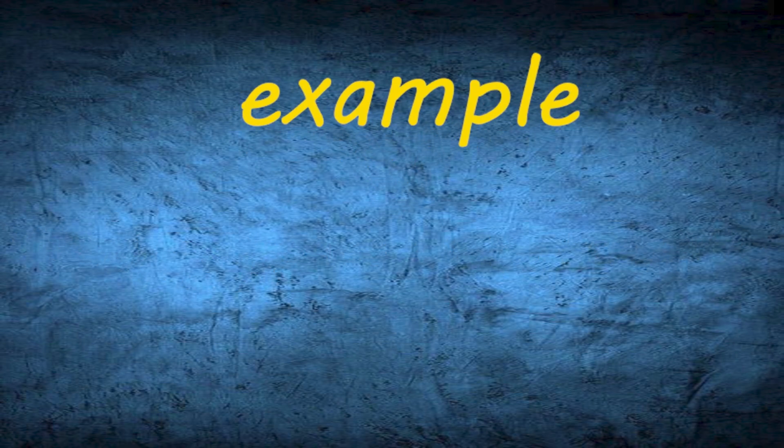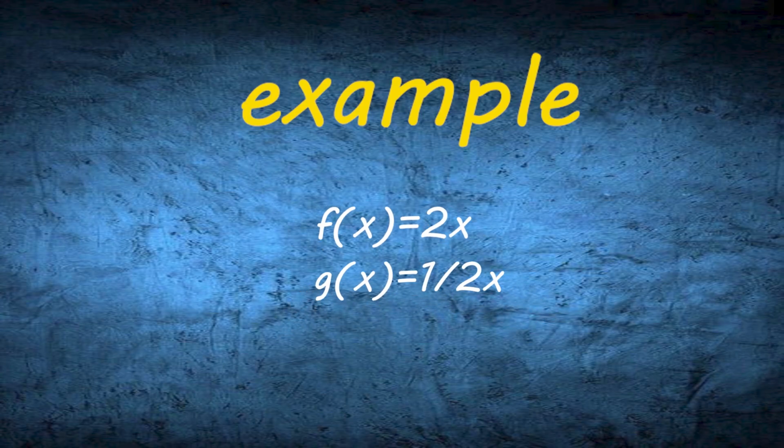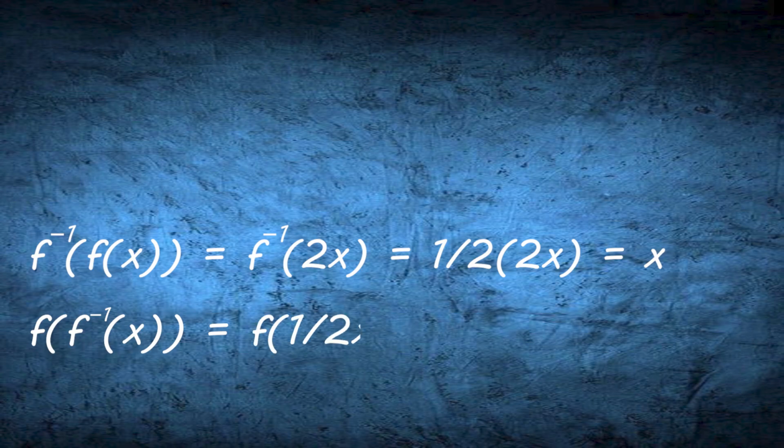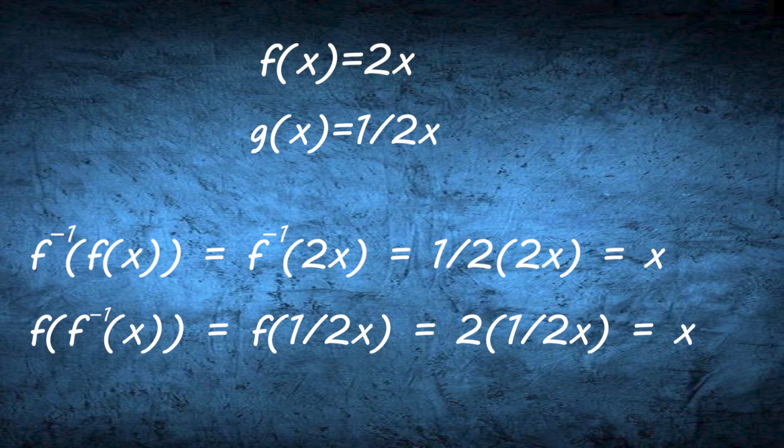For example, let's say f of x is 2x and its inverse, f inverse of x, becomes 1 over 2 times x. Let's check. f inverse of f of x is 1 over 2 of 2x, that is x. f of f inverse of x is twice of 1 over 2 x. Again, this one is x. So these two functions are inverses of each other.